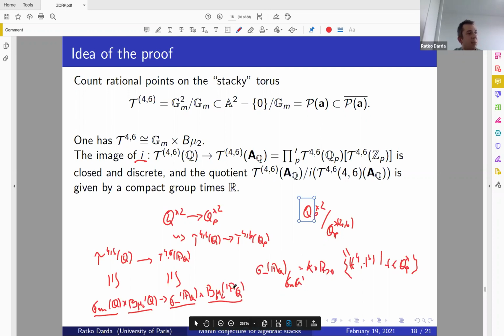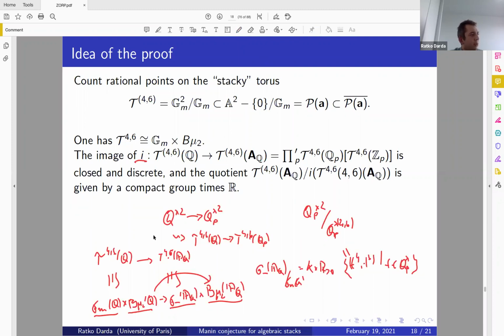I didn't say really what is Bμ2 of AQ, but I guess using this definition, it's not hard to see. This part was studied by Česnavičius. He proves that the image is discrete, closed, and co-compact, and hence now we have that. So we have already obtained the first two parts, that the image is closed and discrete, and now the quotient is going to be compact, and here we have compact times R.